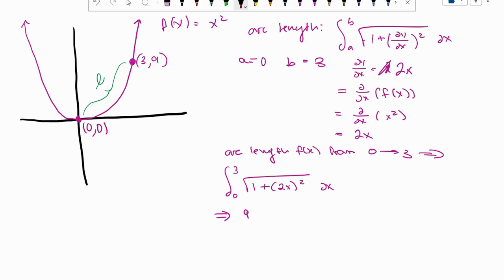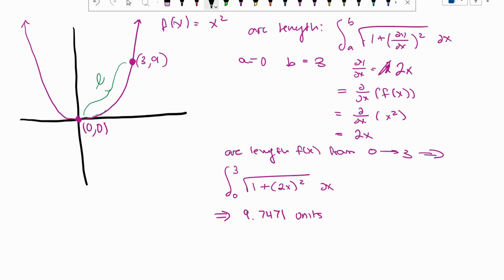That value is, according to my calculator, about 9.7471 units. So what we just did is we calculated the length from 0 to 3 on the arc of x squared.